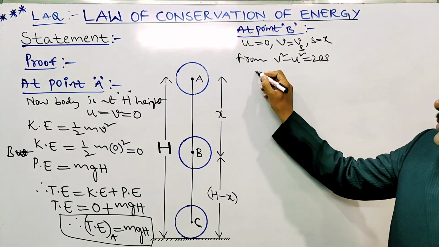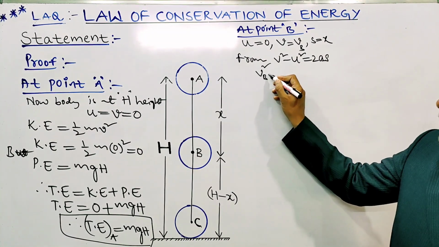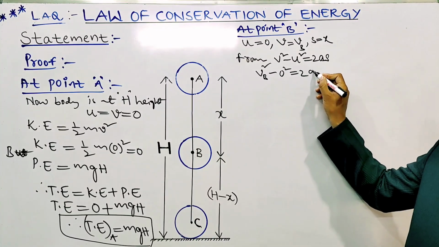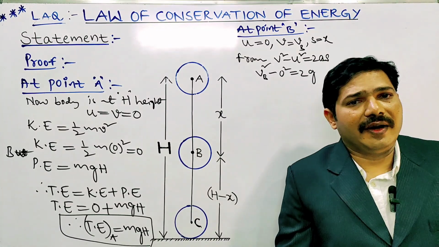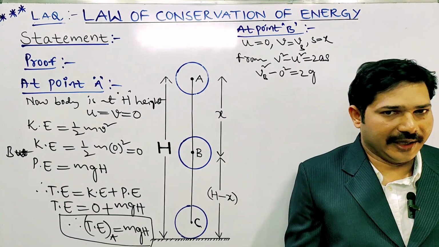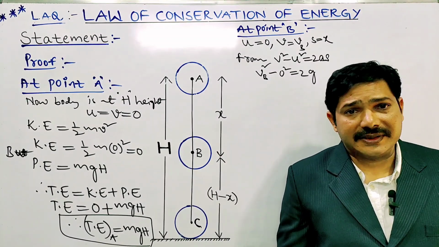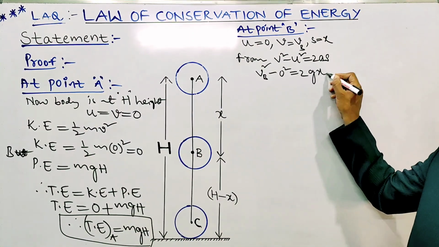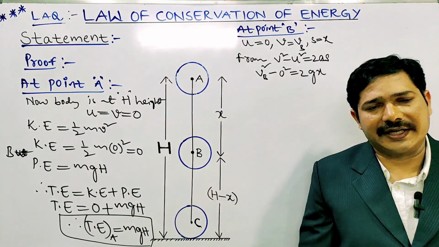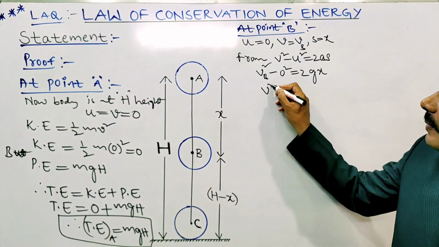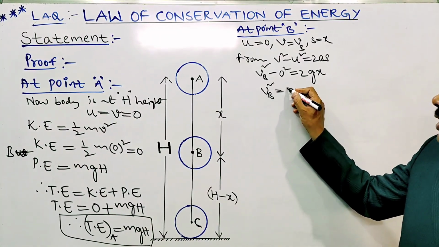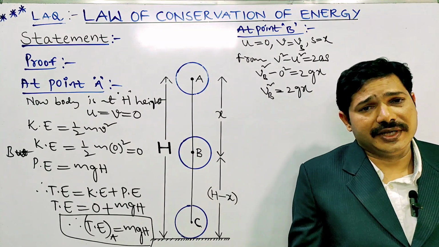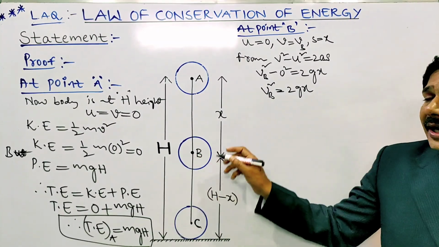In this I am substituting the values. vB square minus 0 square is equal to 2a, where a is g I am taking. Why? Because the body is falling freely. For a freely falling body, acceleration is plus g. And traveling displacement is x. Now vB square is equal to 2gx.